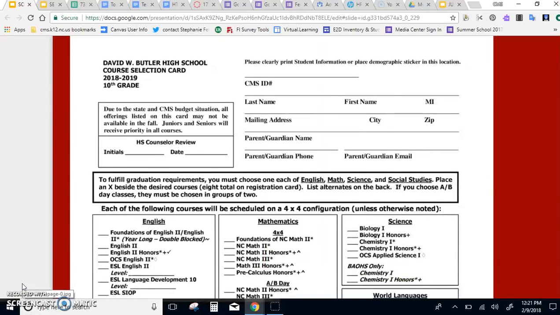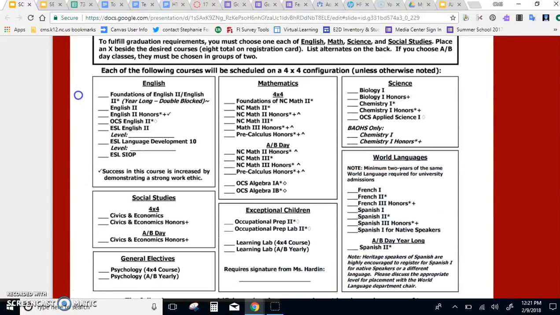Let's look at each section of the course selection card. Let's start with English. You can choose English at the standard or honors level. If you are in the English Learners Program, you can select the ESL English courses. Next, let's look at the math section.